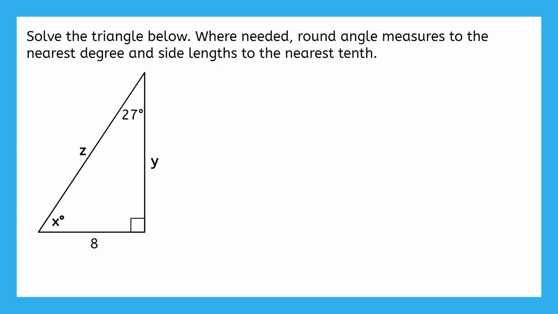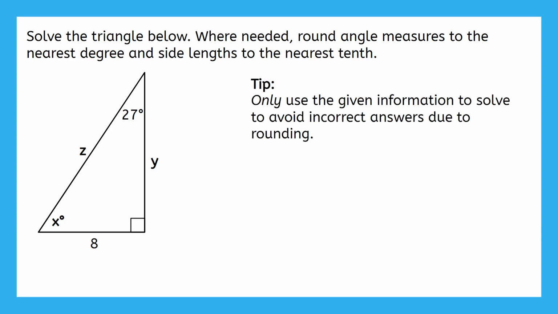When it comes to solving triangles, there are many different ways that you can go about it. However, I recommend that you only use the given information to solve. By only using the given information, you eliminate the possibility of incorrect answers due to rounding. So we could solve this triangle in any order. So let's just go alphabetically and start with x first.